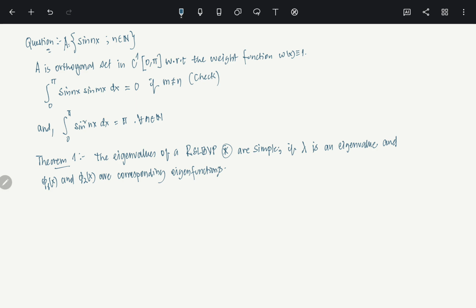What you can show is then phi1 and phi2 are linearly dependent, so they cannot be linearly independent. So basically what it means is phi1 has to be a constant times phi2. There cannot be two extremely different functions which are linearly independent. Okay, right. So what is the proof?